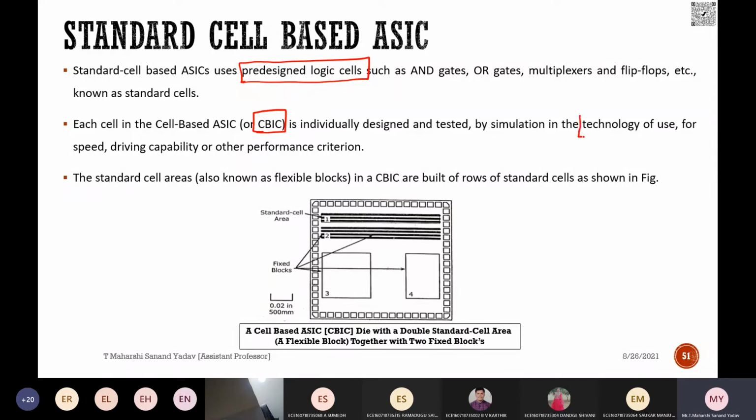So they are tested in terms of technology. Technology means for various lengths and widths, for various lengths of the channel, meaning by varying different W/L ratios.